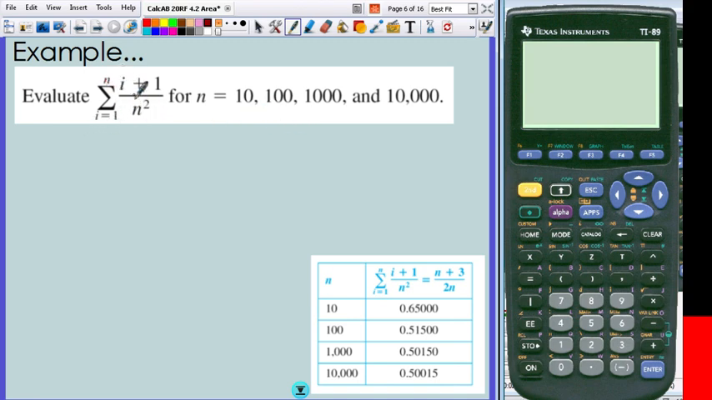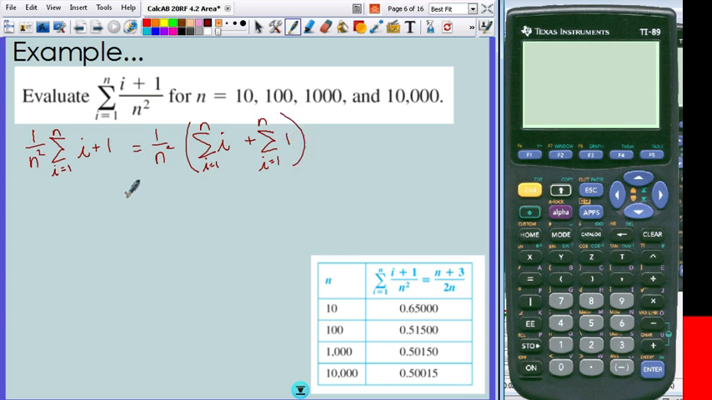All right, so what I'm going to do is rearrange this function. n squared is just a constant, so I'm going to take it outside, 1 over n squared, and it can be the summation from i equals 1 to n of i plus 1. But i plus 1 I can break up into two sums, so I'm going to go 1 over n squared times the sum of i equals 1 to n of i plus the sum of i equals 1 to n of 1.